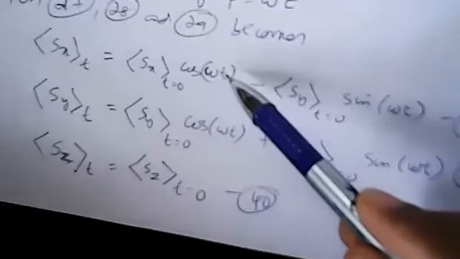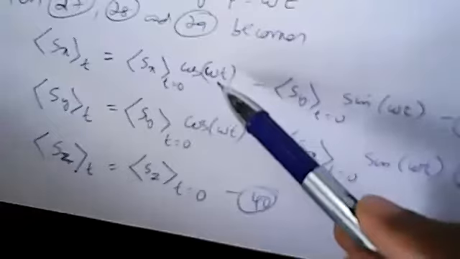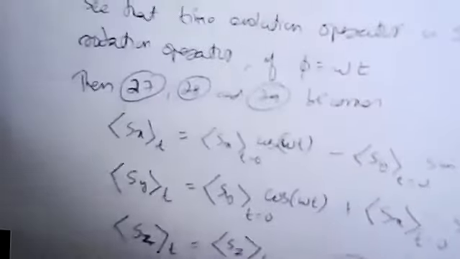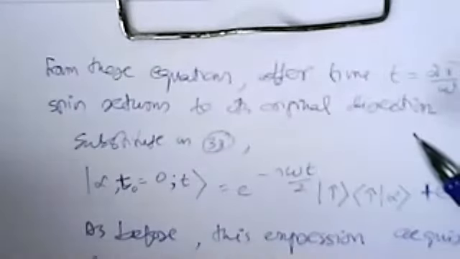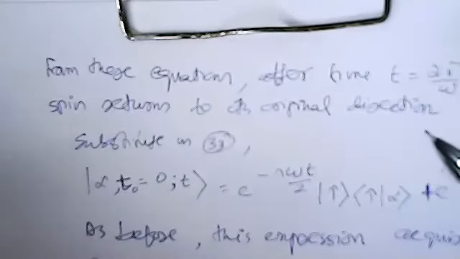Even with t equal to 2 pi by omega, what happens? Omega cancels and you get cos 2 pi, sin 2 pi, like that. Everything becomes 2 pi. So you get the same result: there is no change for the expectation values when t equals 2 pi by omega. So from these equations, after a time t equal to 2 pi by omega, the spin returns to its original direction. That means no change for the expectation values.